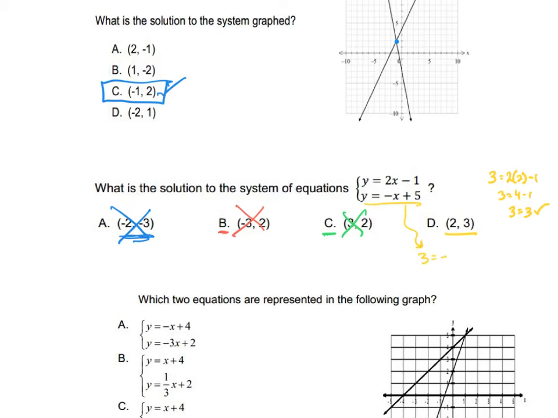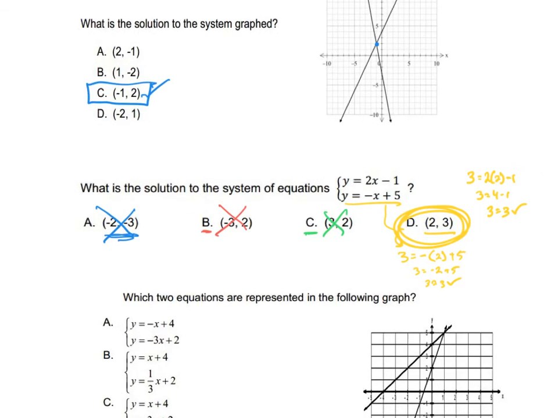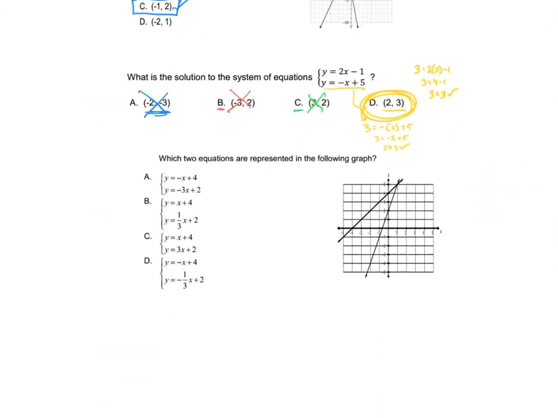3 is equal to negative 2 plus 5. 3 is equal to 3. Yes, there's our answer right there. So there's one way to do it without having to do substitution, graphing, or elimination if you choose.